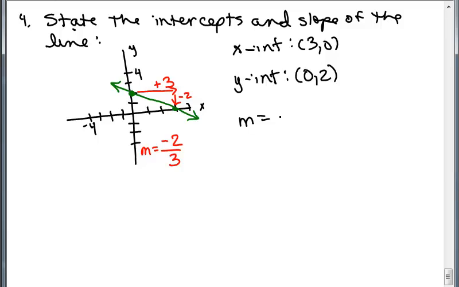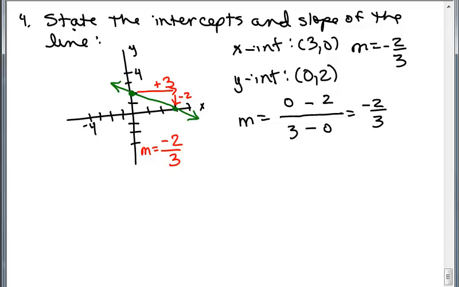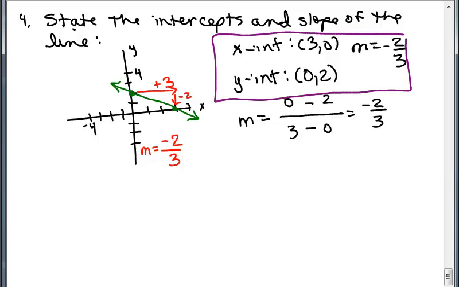The other way is you could use these 2 ordered pairs and use the formula for slope. Take one ordered pair, put the y over the x, and take the other ordered pair, the y over the x, and subtract. And that gives us negative 2/3 as well. So the slope is negative 2/3. So there we have it. Going on to the next problem.